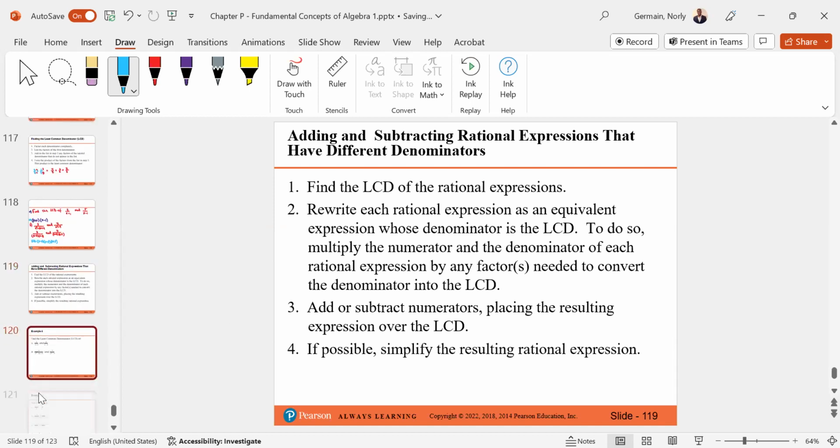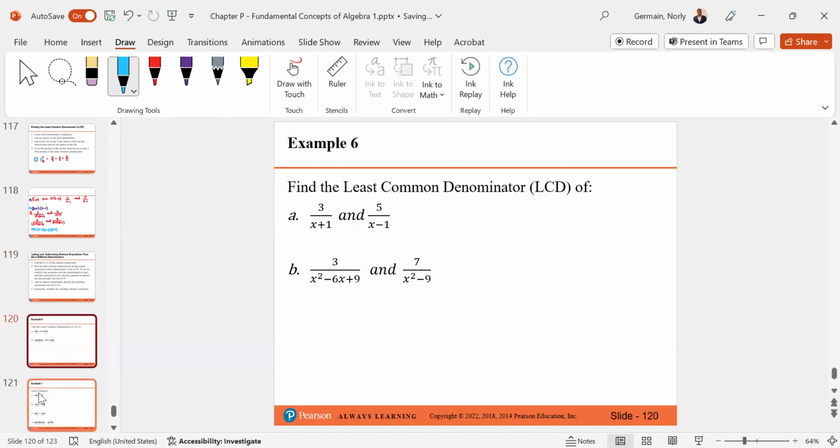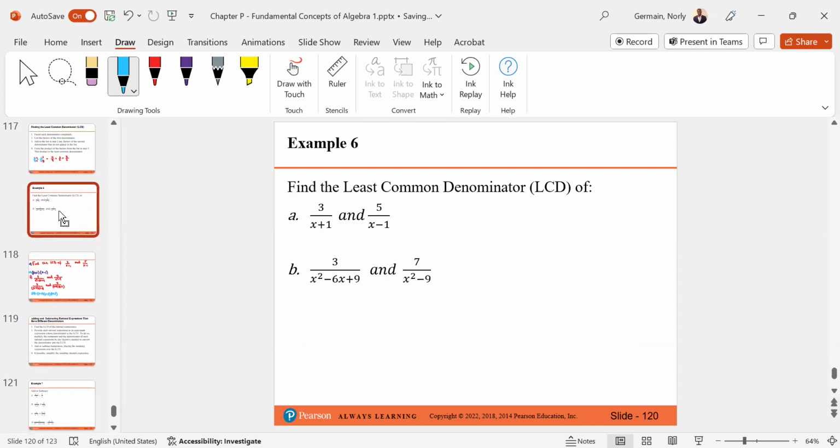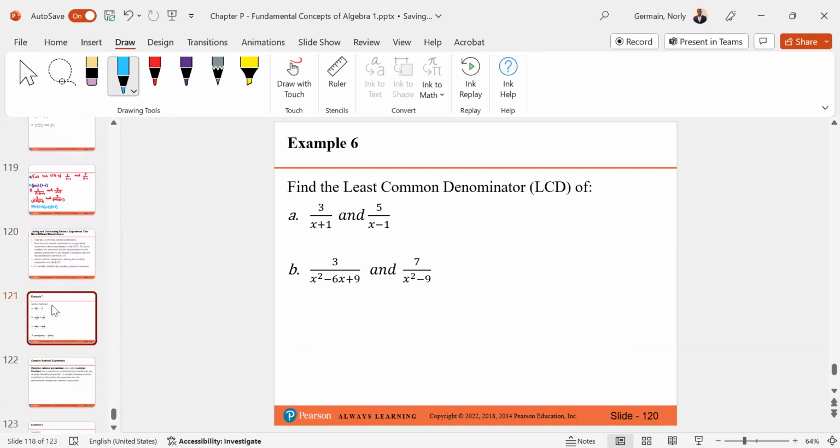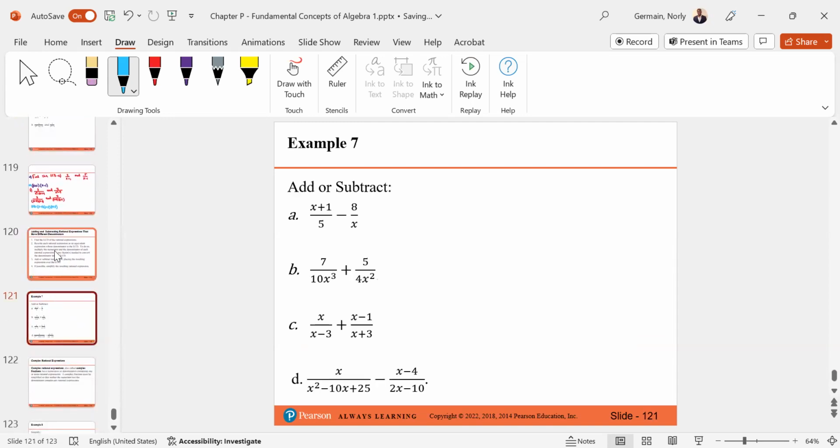I don't know if I have any examples here. Oh, that's what I just did. Okay, I did this one too here. So I think I had them, but you know what? I didn't write them. Okay. Now, what they ask you to do here is to add.